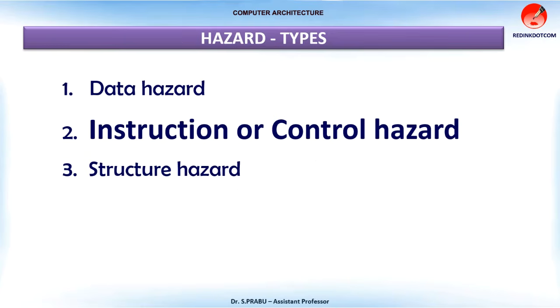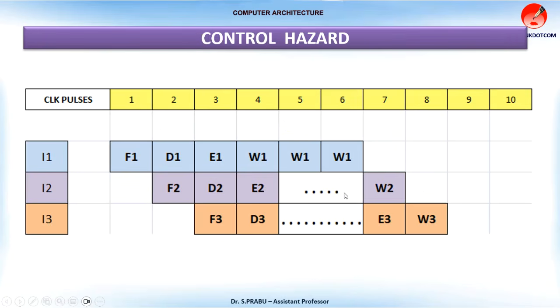The second type of hazard is called instruction or control hazard. When the time delay happens by means of the instruction, it is called a control or instruction hazard.